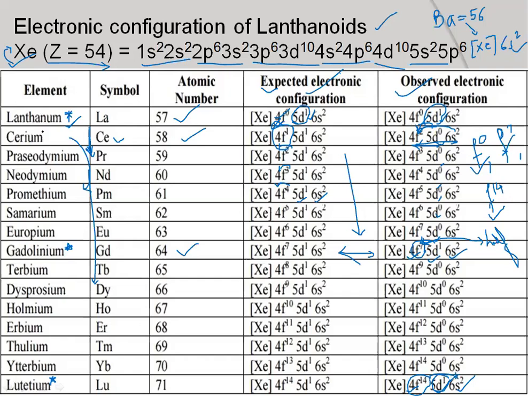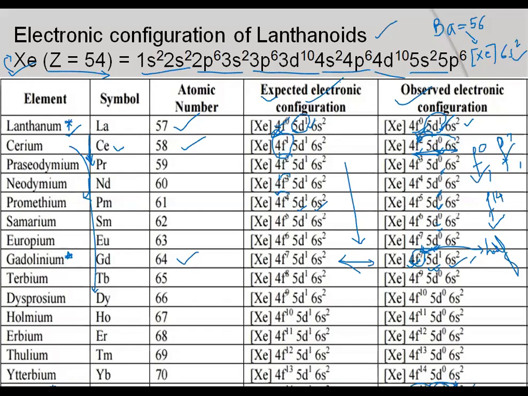So in case of lanthanum, gadolinium and lutetium, 5d orbital has one electron, and in all the remaining elements 5d is 0. Okay, now how will you remember this configuration? Look, lanthanum, gadolinium and lutetium you have now remembered. Here is empty, here is half filled and here is full filled. 5d1 6s2, that is remembered, right?